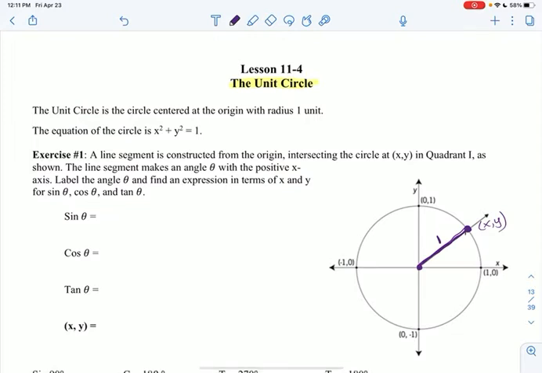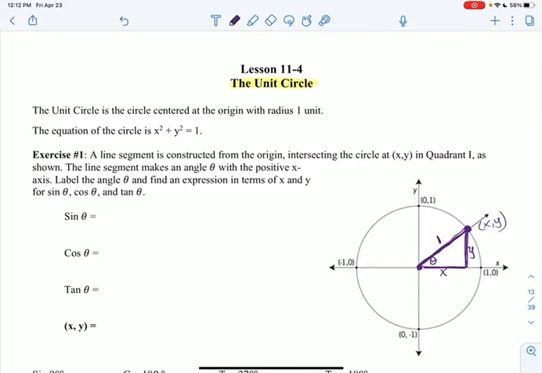So I'm going to drop this line straight down, making a triangle. And this angle right here is theta. Now let's label the vertical and the horizontal line of that triangle. The distance from the x-axis to that point has a height of y, and the distance from the origin to where that triangle is has a length of x. So that's how you label the sides of the triangle. The left-right is your x, and your up-down is your y. And this works because I have a radius of 1.